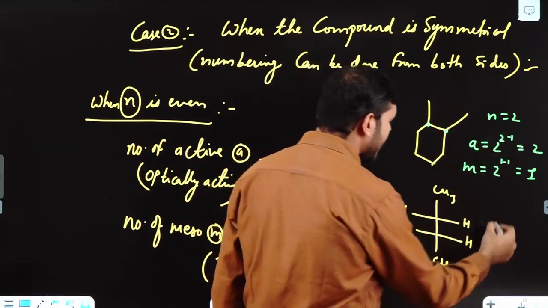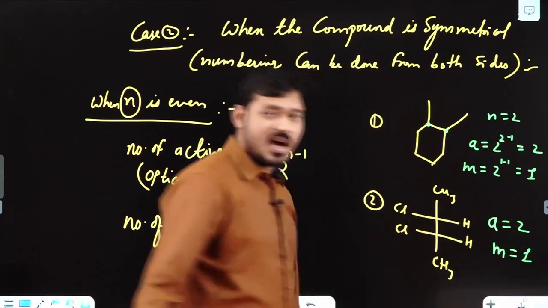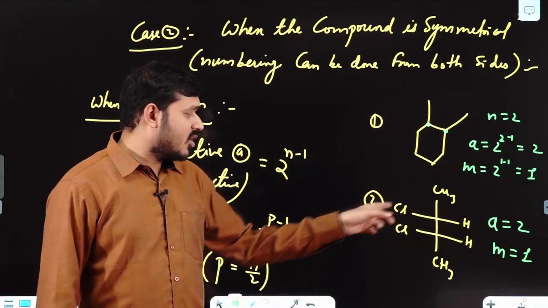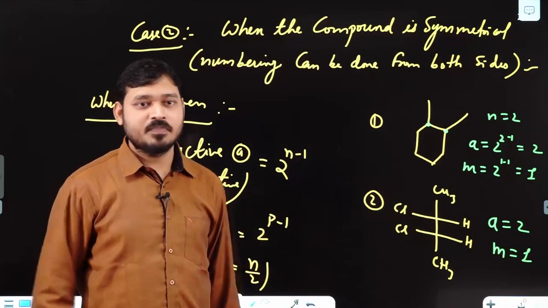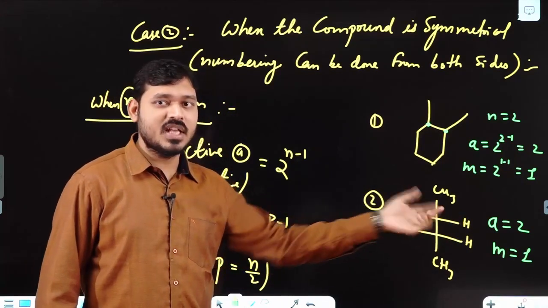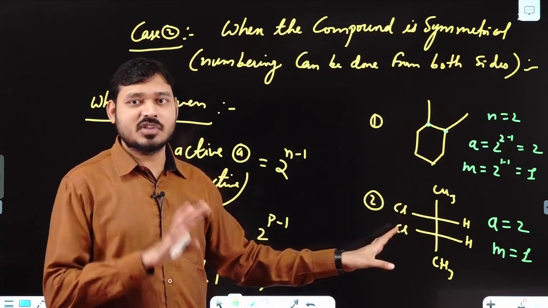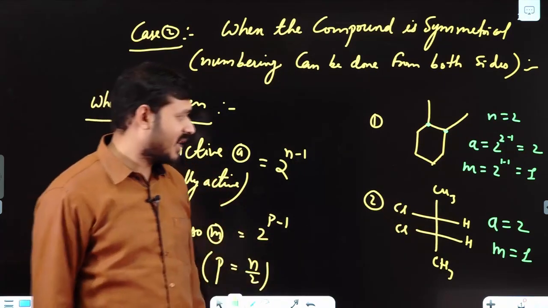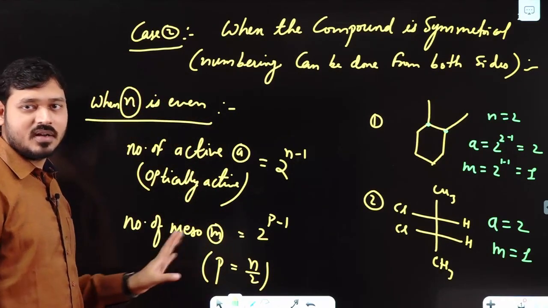Similarly, same formula here. Active is 2 and meso is 1. How? When both Cl are on the same side, it is a meso. So no need of taking its mirror image. But when one Cl and H is rotated, then you can say it will become optically active. So its mirror image will also be taken. Clear? Okay. So I think everyone must have understood this formula, right?